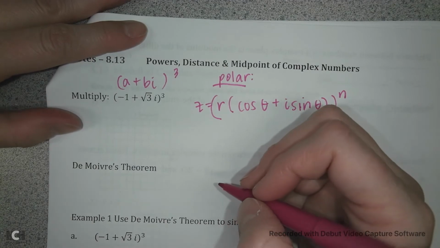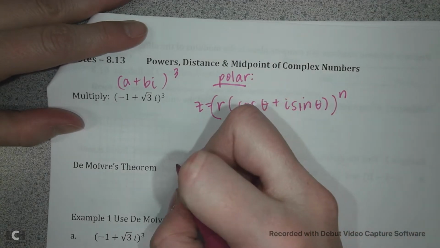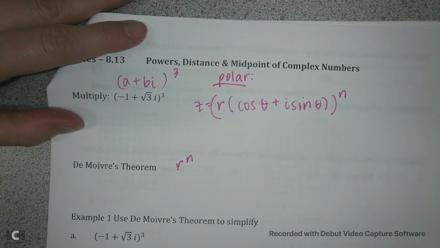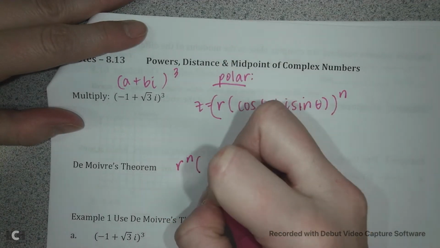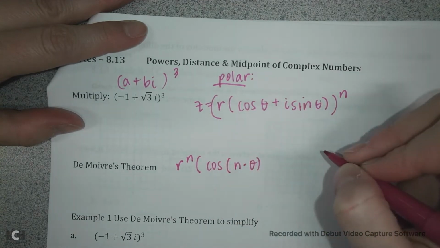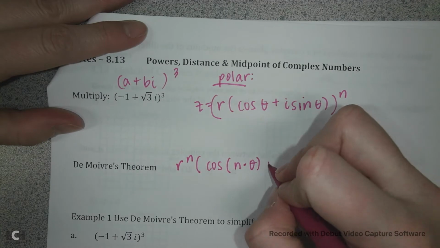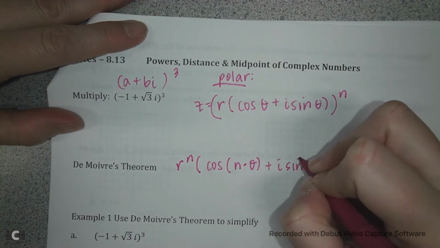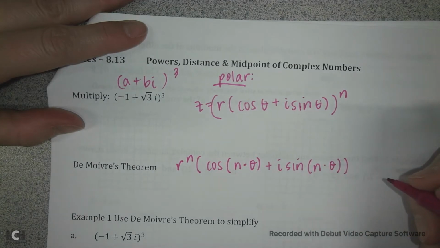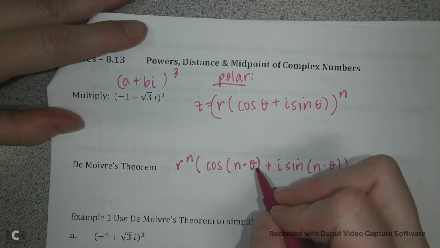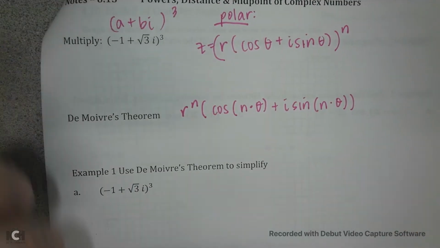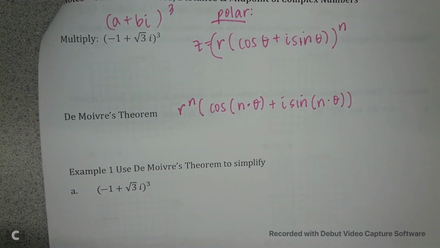So de Moivre says that we have r to the n power, whatever our exponent is, and then we multiply by cosine of n times theta, plus i times sine of n times theta. So we need to figure out our r and our theta, and then we're just going to multiply by n through it. Okay, so let's look at A.